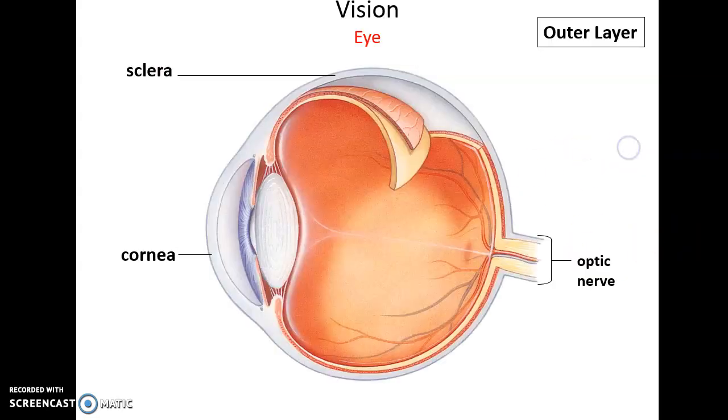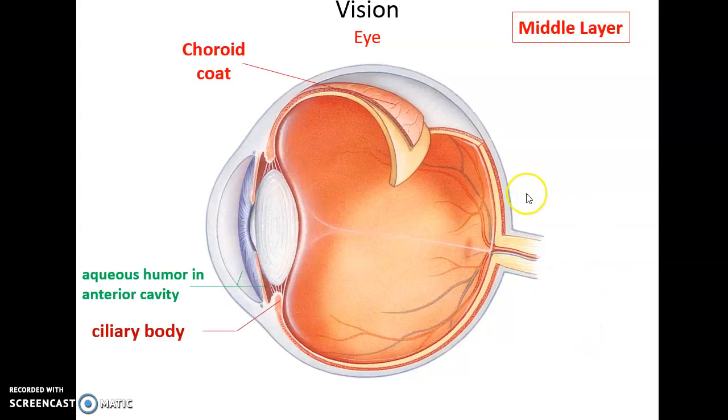So this is the eyeball. The outer layer of the eyeball is composed of the cornea, a transparent structure on the anterior side of the eye that light passes through. Then the bulk of the outer eye is composed of the sclera, a dense opaque white structure that gives the eye its shape. And then at the posterior end is the optic nerve, carrying the information to the brain.